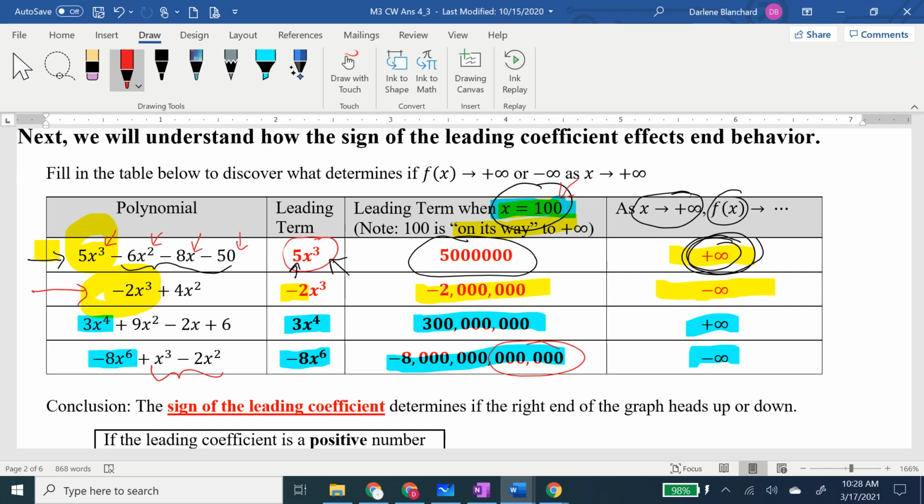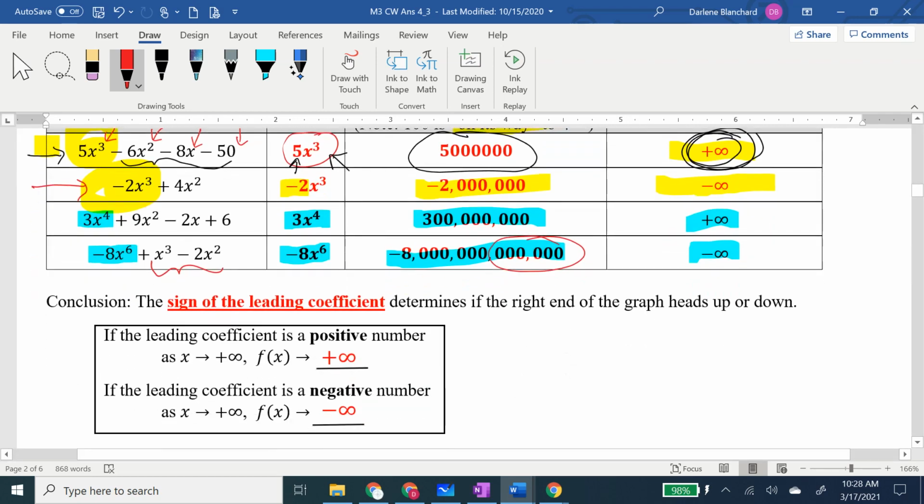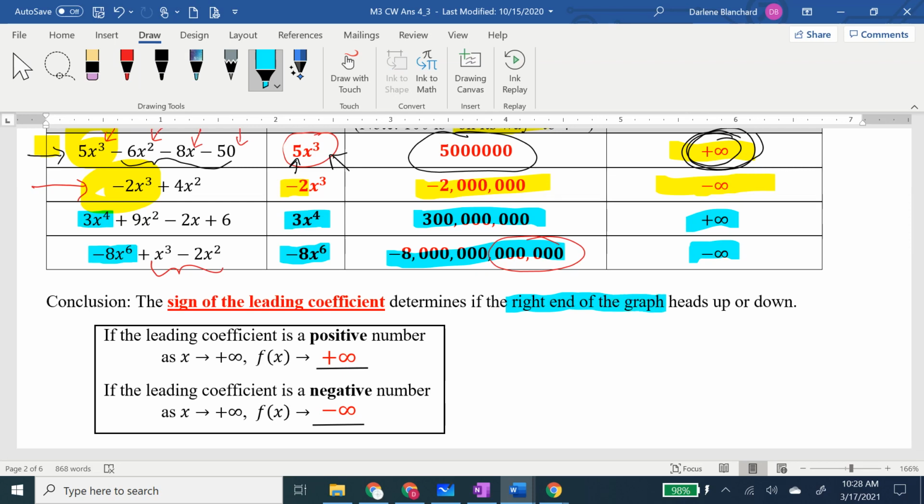And what I want you to see from these 4 is that the leading coefficient sign determines the right end behavior of the graph.